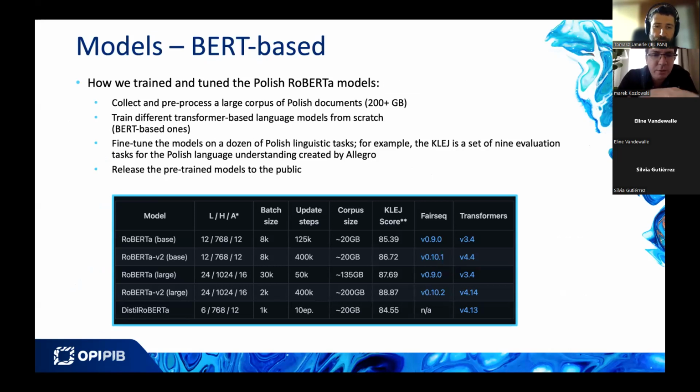I show only some of these models below, and I can also say that the RoBERTa version 2 Lerch is currently the best Polish language model. It's better than the Allegro ones or other universities' models. It was published in March 2022, and some revisions were made in May 2022. And this RoBERTa V2 Lerch is currently the best language model for the Polish language.